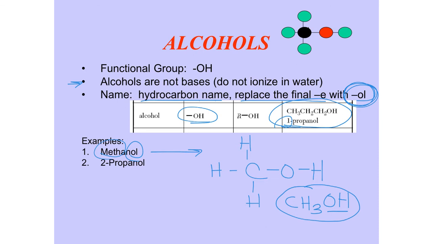All right, our next one, 2-propanol. We start with how many carbon atoms? So prop is 3 carbon atoms. AN, they are connected with single bonds. OL, that tells us we have an alcohol, so we have our OH group, and it comes off of the second carbon. Then you go back, you add your H's.